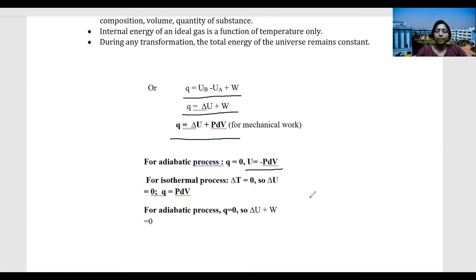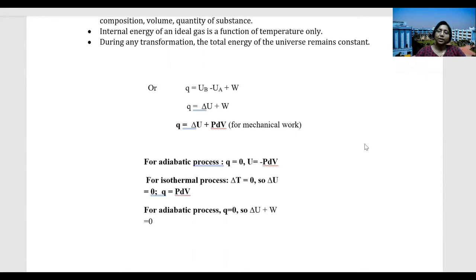Next, take the isothermal process. Isothermal process means there is no change in the temperature, so delta T is equal to 0. So del U will be equal to 0. And if del U is equal to 0, we get Q is equal to PdV. Next, the adiabatic process, where Q is equal to 0, so you get del U is equal to minus PdV.